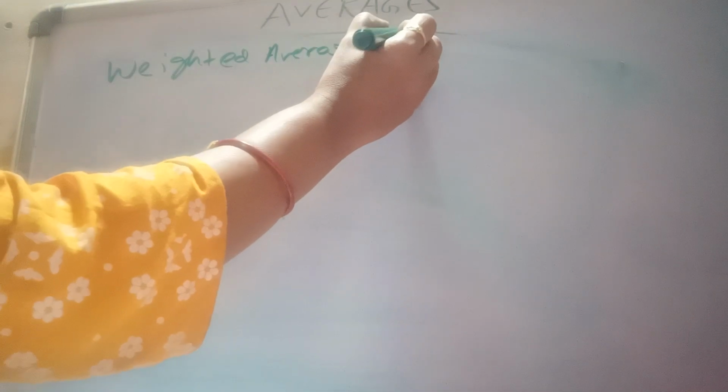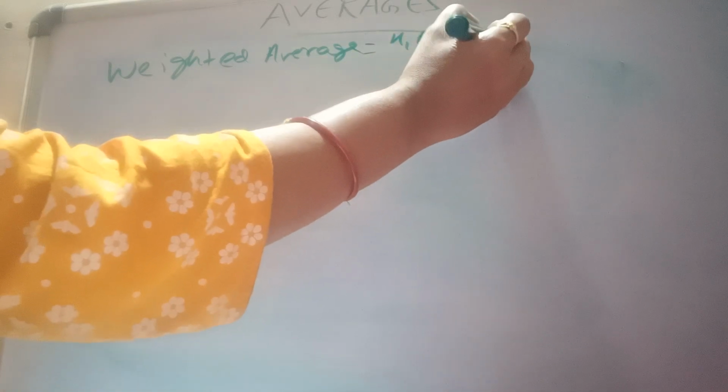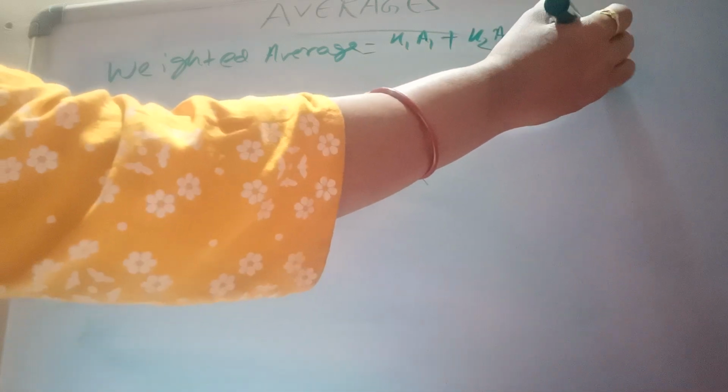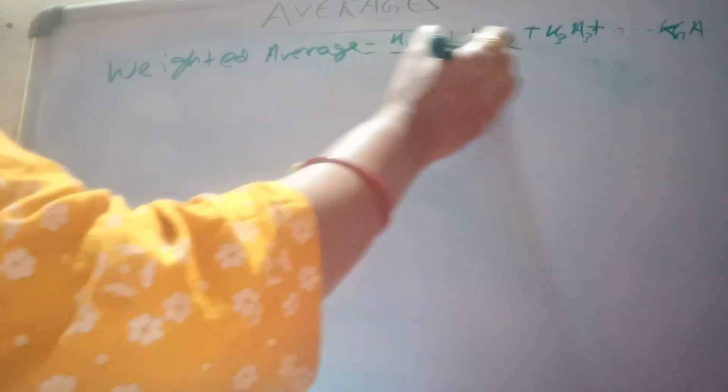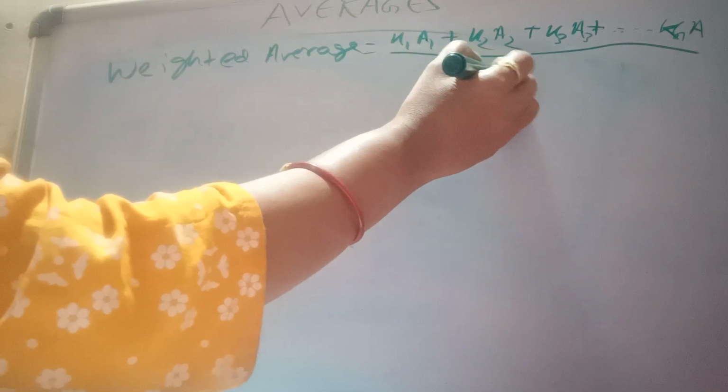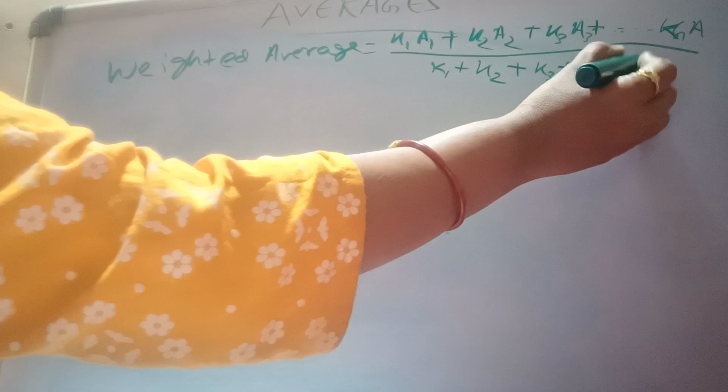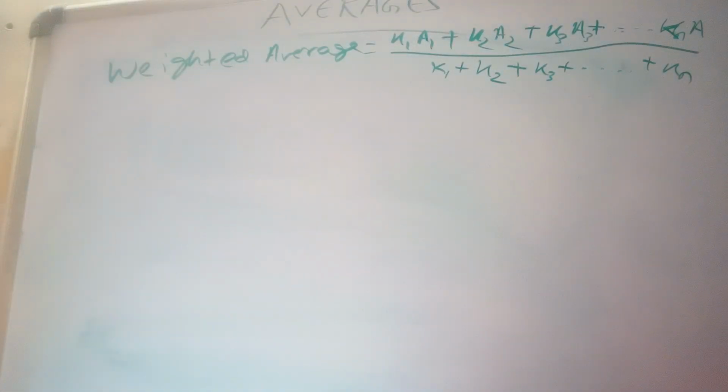If the number of elements in n different groups be k1, k2, k3, k4 up to kn, and the averages of the respective groups be a1, a2, a3, a4 up to an, then the weighted average will be (k1 a1 plus k2 a2 plus k3 a3 up to kn an) divided by (k1 plus k2 plus k3 plus up to kn). Okay.